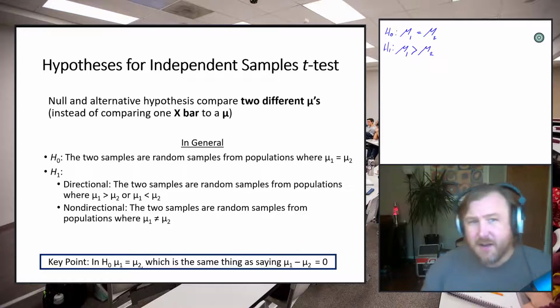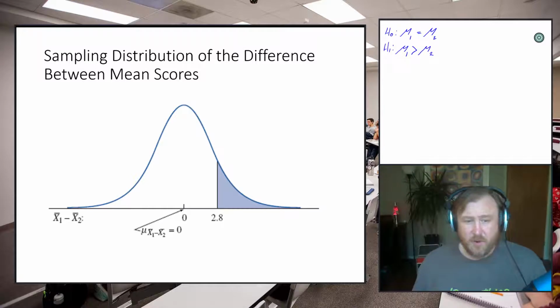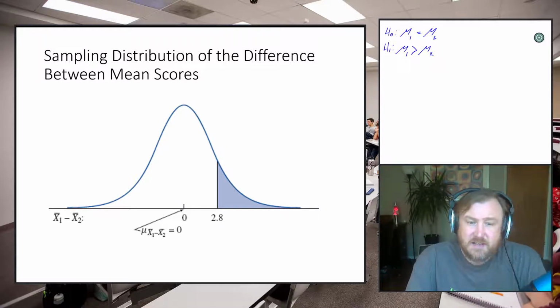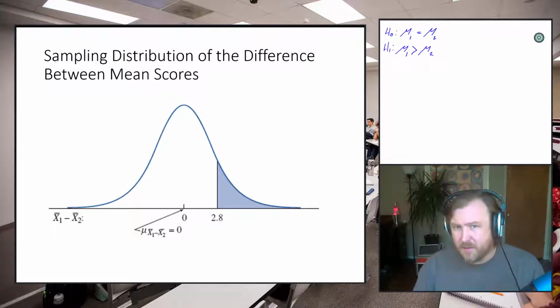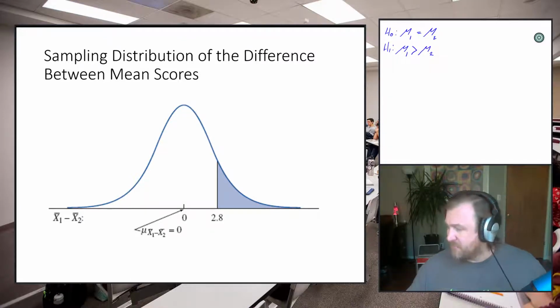Here is a sampling distribution of the difference between mean scores. Essentially what we are doing when we're testing this hypothesis is comparing the difference between our two sample means to a population difference between means of 0. This is similar to the logic behind the correlated groups t-test, but we're testing to see whether our difference between sample means is different from 0.